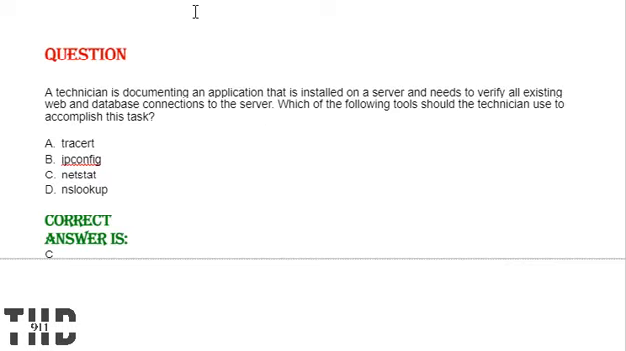A technician is documenting an application that is installed on a server and needs to verify all existing web and database connections to the server. Which of the following tools should the technician use to accomplish this task? Option A, Tracert. Option B, IPConfig. Option C, Netstat. Option D, NSLookup. The correct answer is option C.